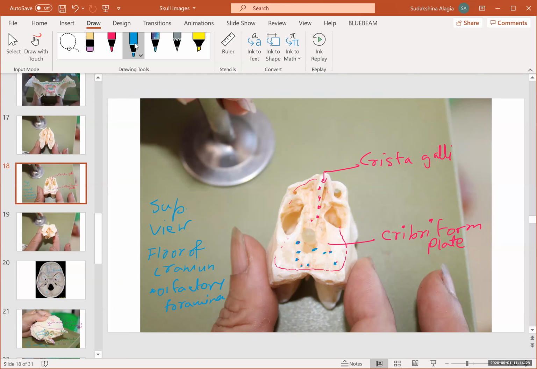So you want to identify something, Crista galli. Crista galli will tell you that this is the superior view, because Crista galli stands out like that. Ethmoid bone has a lot of structures, but they are relatively easier to identify if you have that reference. Crista galli arises from the cribriform plate. So that is all cribriform plate with olfactory foramina.